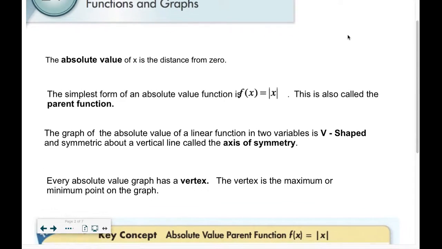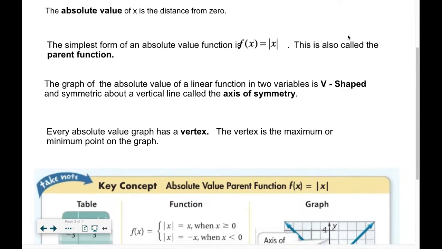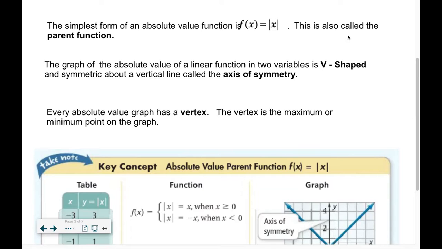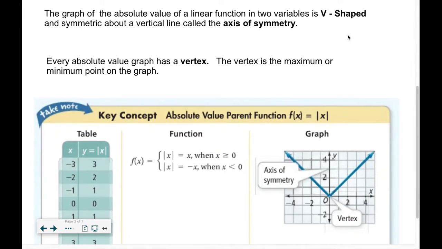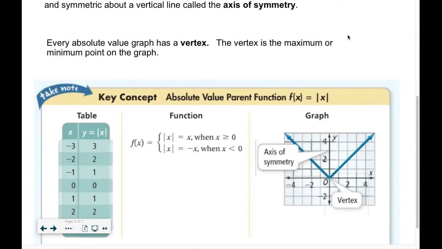Alright, absolute value of x is the distance from 0. Our standard parent function is f of x equals absolute value of x. Nothing plus or minus, nothing else in the absolute values. It has symmetry. Do you all know what an absolute value graph looks like? It's a V. This is what our graph looks like.